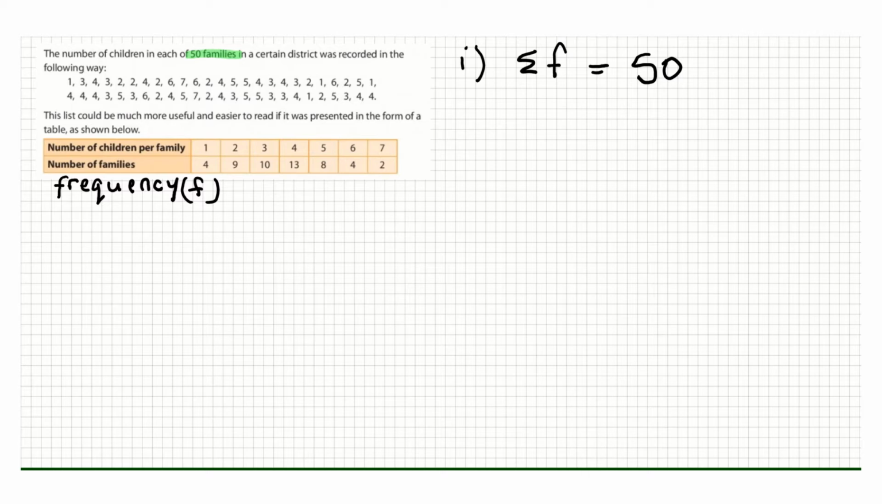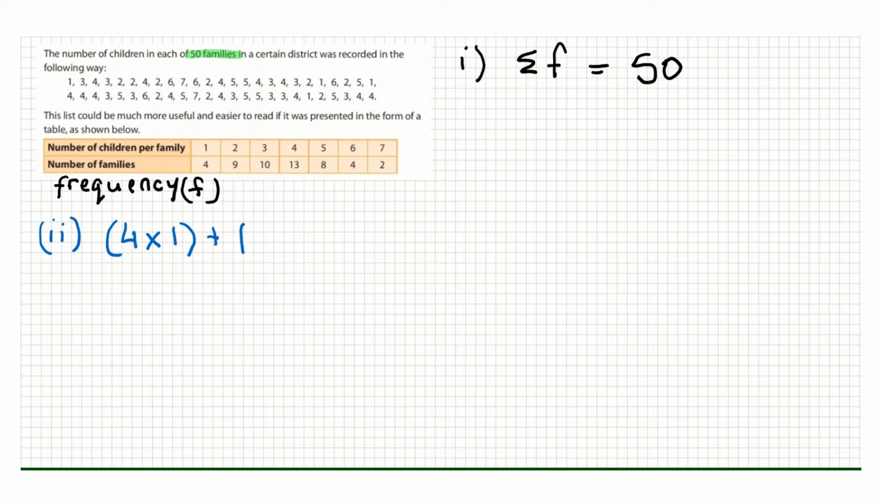The next question might be, find the total number of children in the district. I'm going to do it down here because I will need the space. So 4 families had 1 child, so that's 4 times 1. That's 4 children.